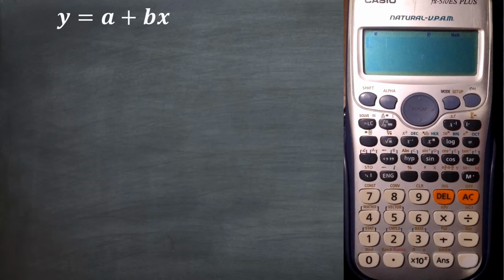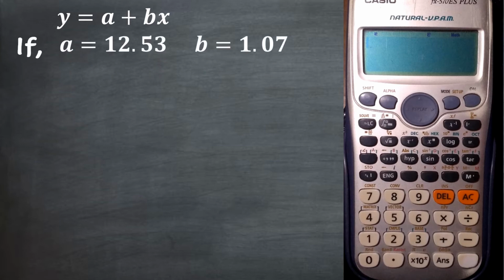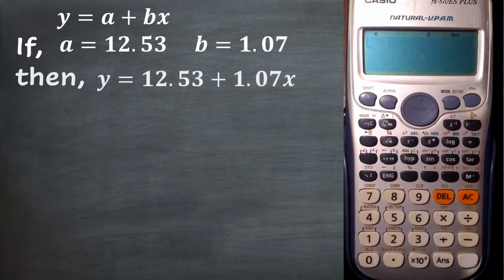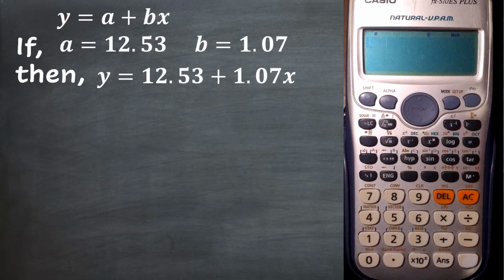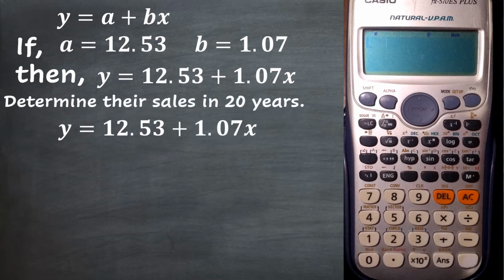Now that we have the values for A and B po, all you have to do is substitute those values in the regression analysis equation so that we can determine the values for Y given the value of X. The values of A and B for this problem is 12.53 and 1.07 respectively. Substituting the values of A and B, the regression analysis equation for this problem is Y is equal to 12.53 plus 1.07x. Using the regression analysis equation for this problem, we can now determine the sales in 20 years.